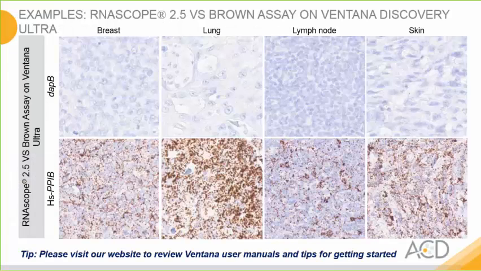Here are examples of RNAscope 2.5 VS Brown assay in various tissues. And just like the manual assay, you can see the DAB negative control shows no background, and the positive control PPIB shows strong punctate staining. Currently this platform is for the red and the brown chromogenic assays.